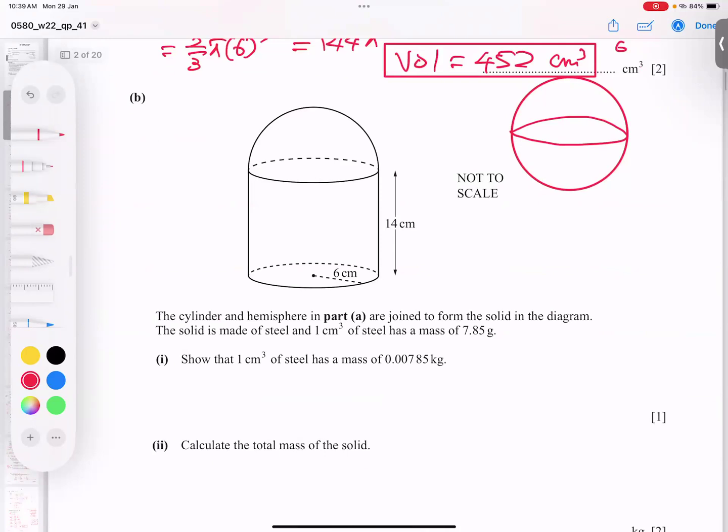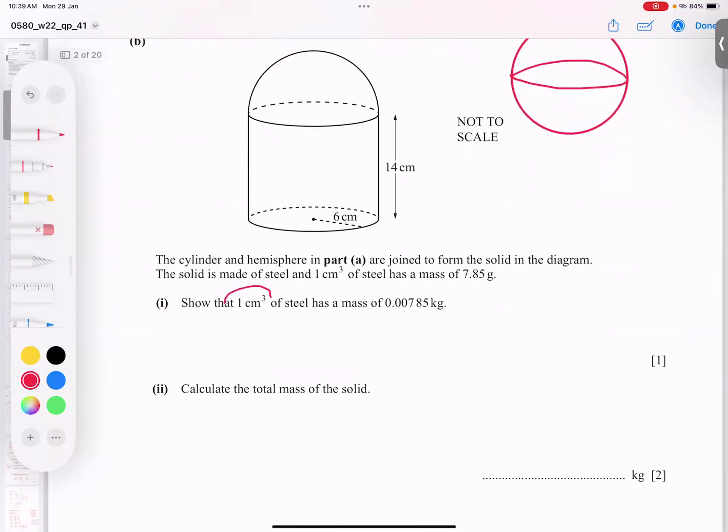Let's talk about the lower question, part B. Show that 1 centimeter cube of steel has this much mass. All of you are familiar, okay, he has given us a link here. 1 centimeter cube of steel has a mass equal to 7.85. So I have 2 units, centimeter cube and grams, right? So 1 centimeter cube is equal to 7.85, but he said to convert into kilograms.